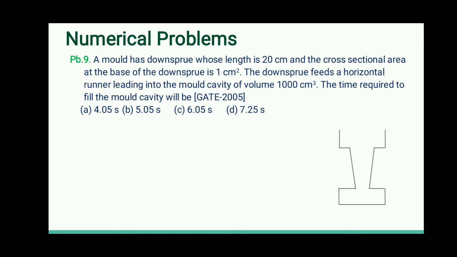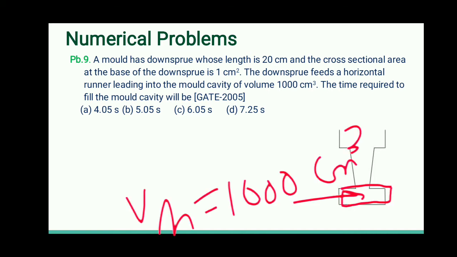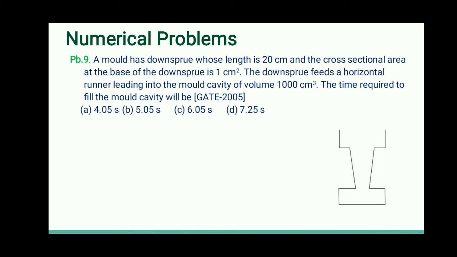The runner is also given, but as we have already discussed, when we are using a top gate, there is no meaning of a runner because it's just a horizontal passage. That leads through the runner into the mold cavity of 1000 centimeter cube. So this is the mold cavity, and the volume of this is 1000 cc. The total time required to fill the mold cavity is what we have to find out.